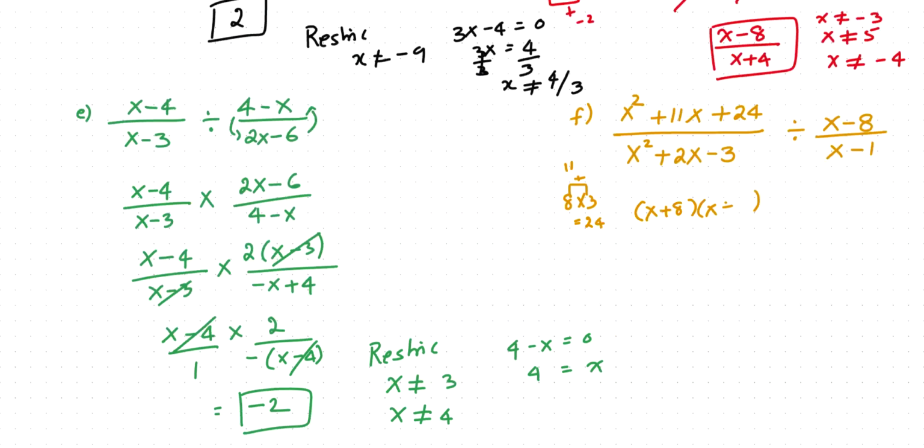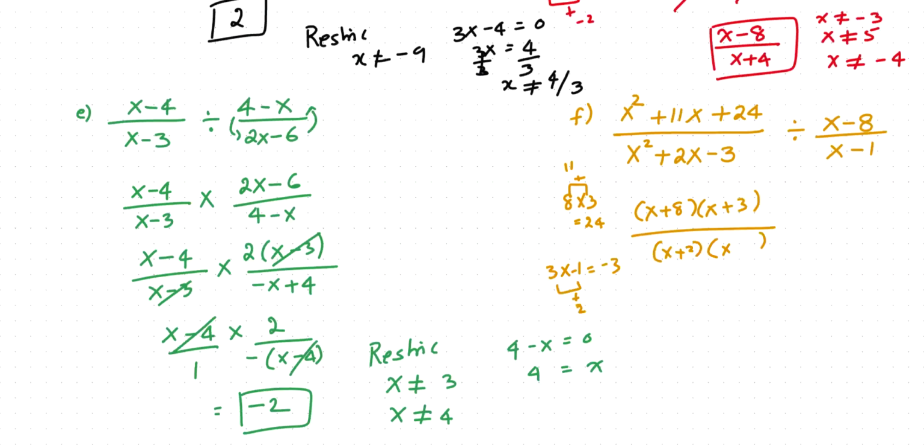Similarly, the denominator also we factor. Negative 3. So 3 times 1 is negative 3. 3 times negative 1 is negative 3. If we add them, we get positive 2. So negative 3 plus 1 is positive 2. So the factors are x plus 3, x minus 1.